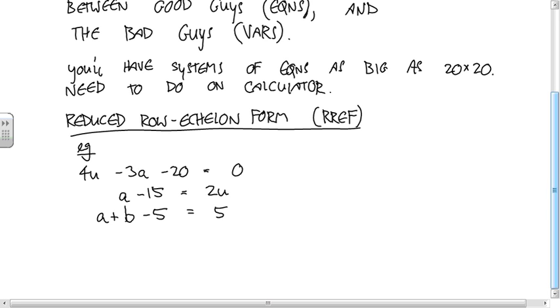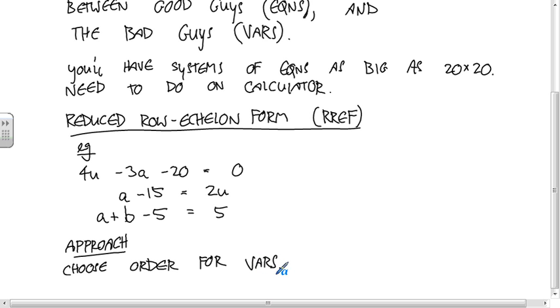So the steps that you want to follow are first, so here's the approach. Choose an order for the variables. Doesn't matter what the order is. For this one, I'll choose a, b, u, I think. So first is a, second is b, and third is u. But you could choose any order, you just have to keep it consistent.